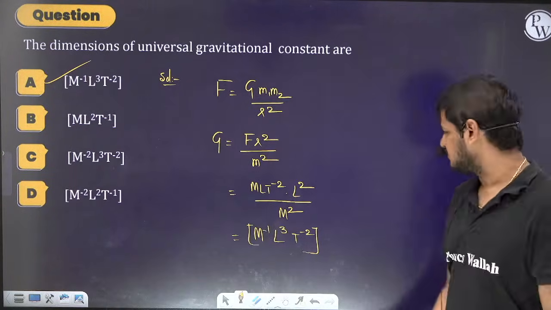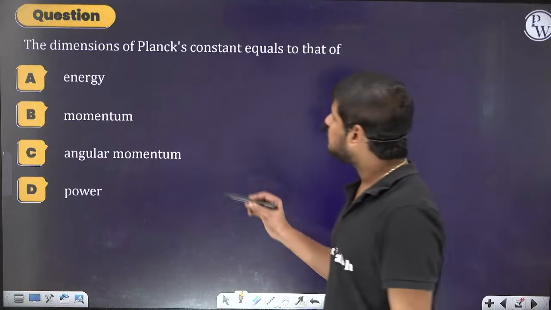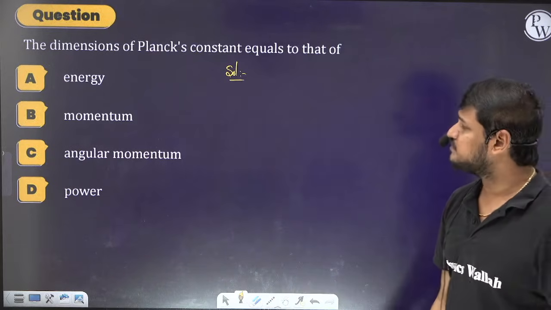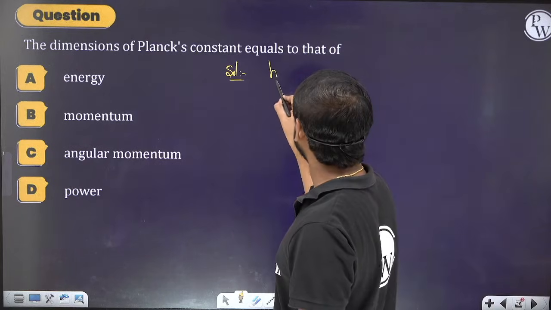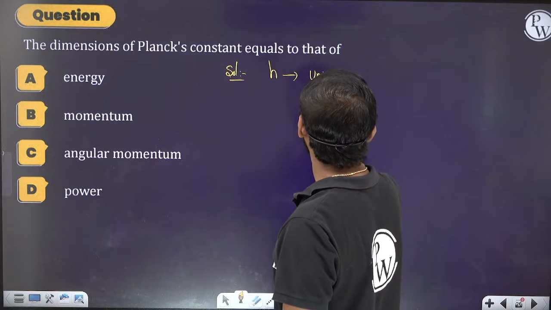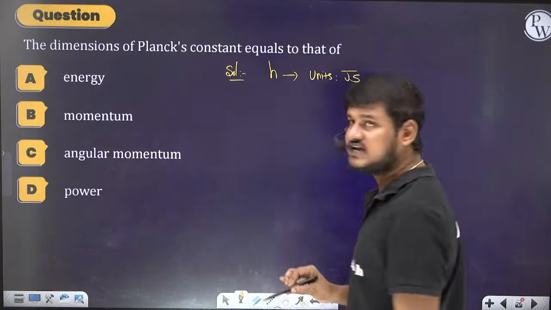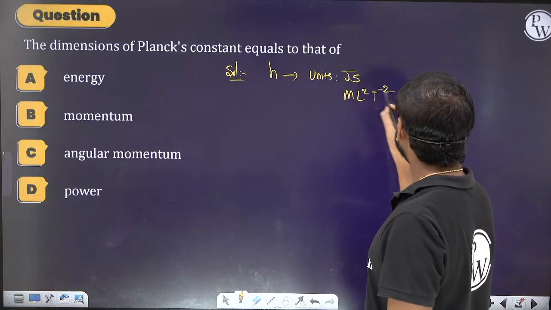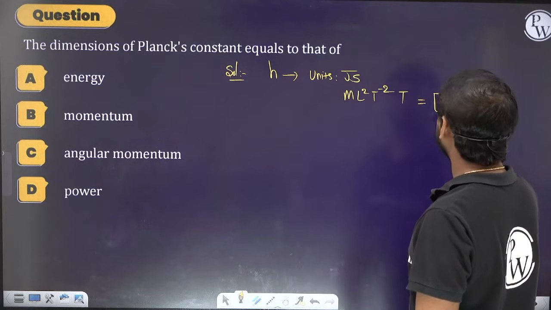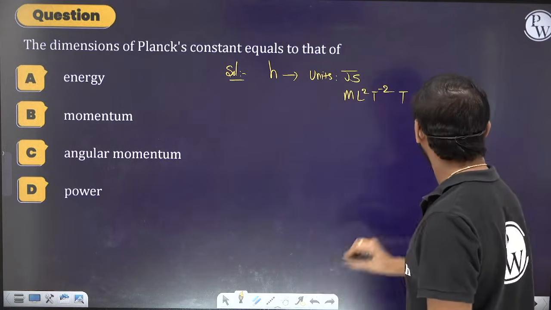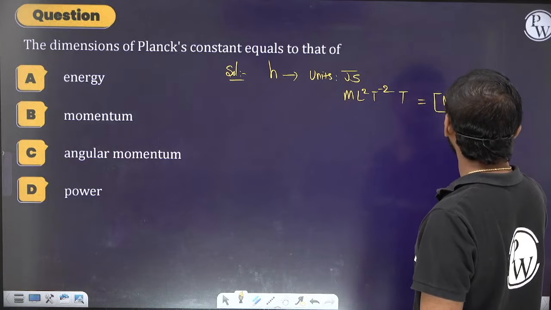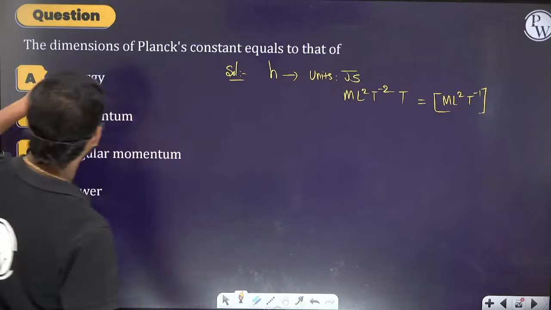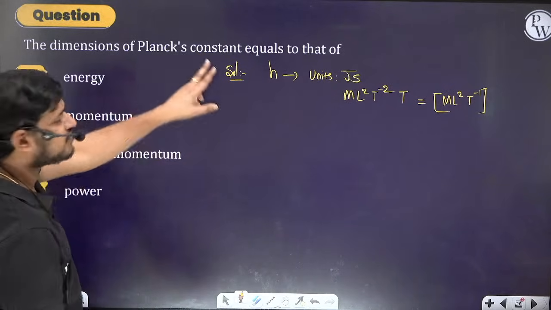Clear? Chalo, let's move further. We have one more question, see here. The dimensions of the Planck's constant are equal to: first, what are the Planck's constant's units? h has the units of joule second. Write the dimensional formula for that. Joule is M L square T to the power minus 2 and second is time, so the Planck's constant is M L square T to the power minus 1. Now check which one has the same dimensions as the Planck's constant.